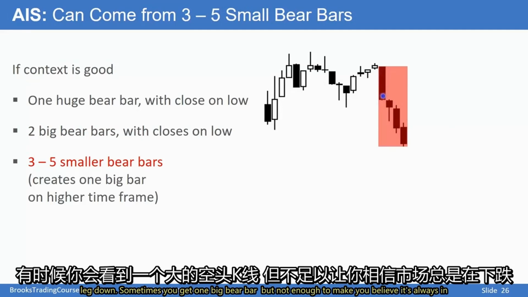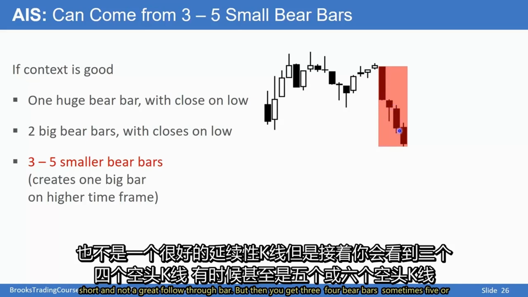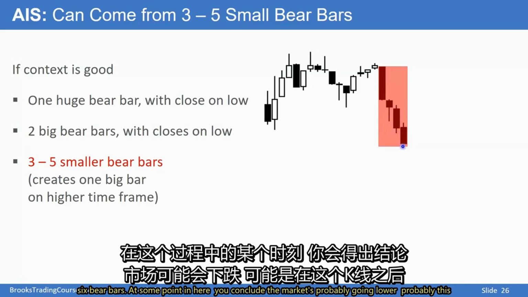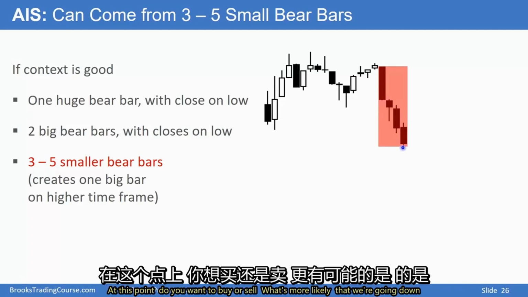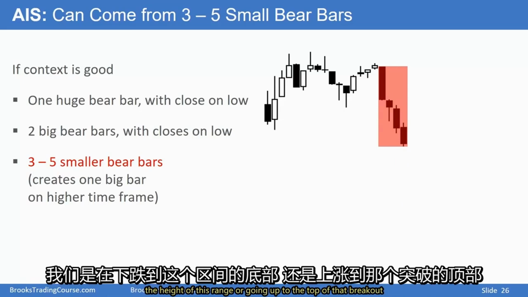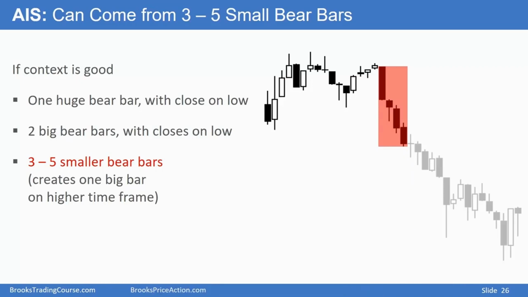Sometimes you get one big bear bar, but not enough to make you believe it's always in short, and not a great follow-through bar. But then you get three, four bear bars, sometimes five or six bear bars. At some point in here, you conclude the market's probably going lower. Probably this bar. We broke below the trading range. We have four consecutive bear bars, three closing on their lows. At this point, do you want to buy or sell? What's more likely, that we're going down the height of this range or going up to the top of that breakout? It's more likely that we are going down.